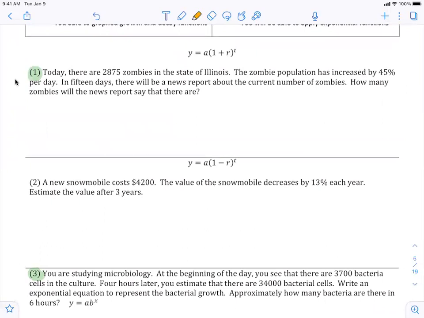The first scenario that we're going to work with is a classic scenario, not a real life one, obviously. It says today there are 2,875 zombies in the state of Illinois. The zombie population has increased by 45% per day. In 15 days, there will be a news report about the current number of zombies. How many zombies will the news report say there are?